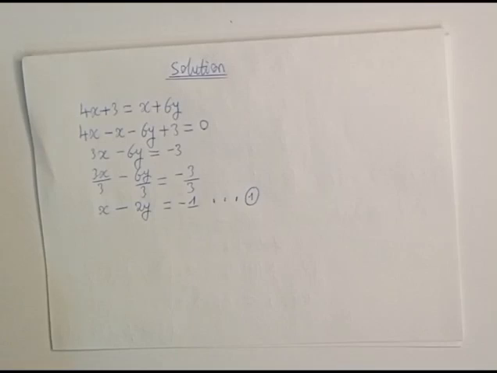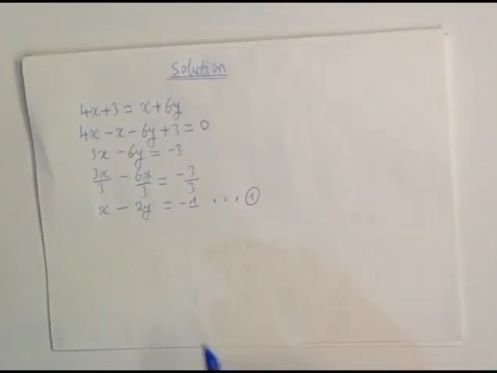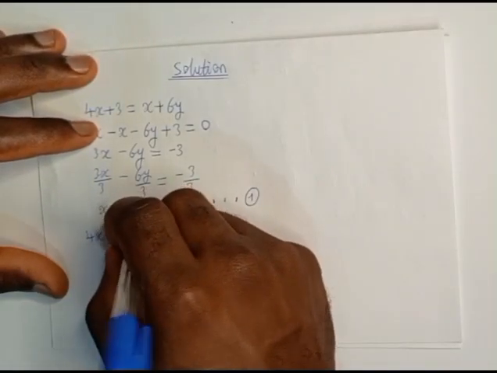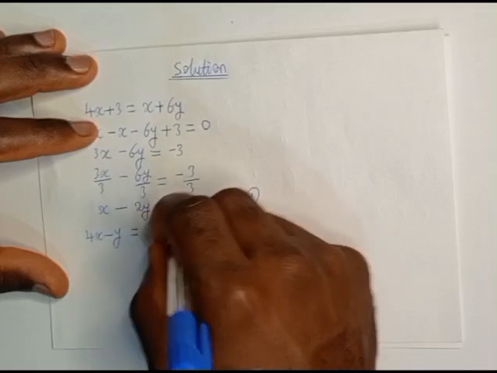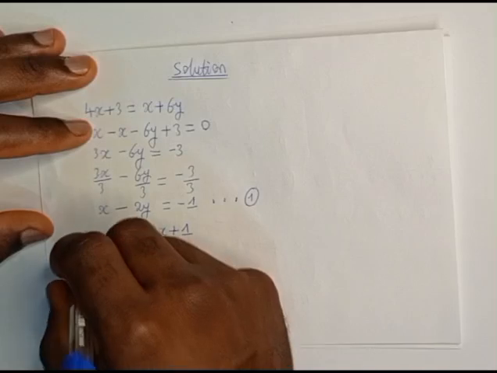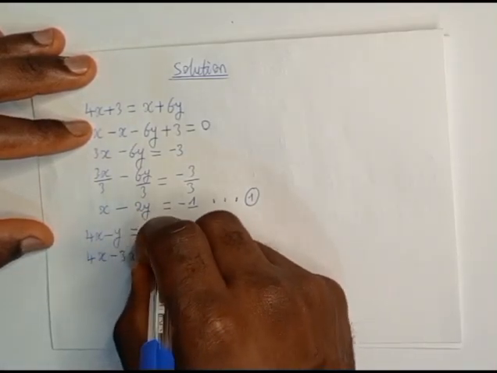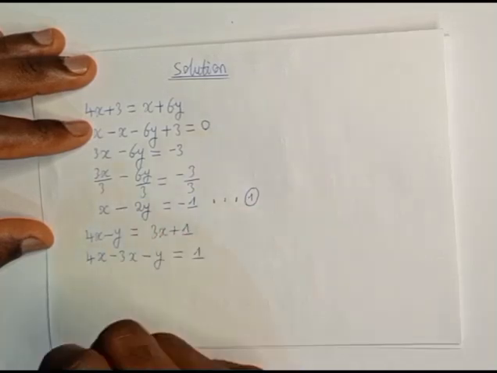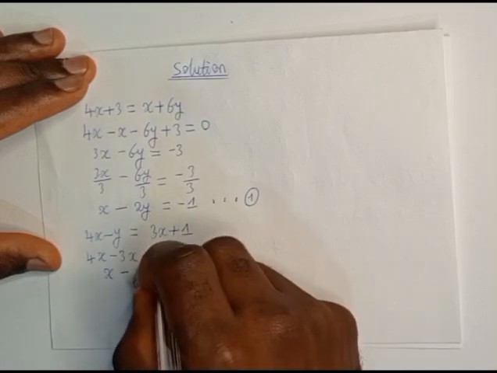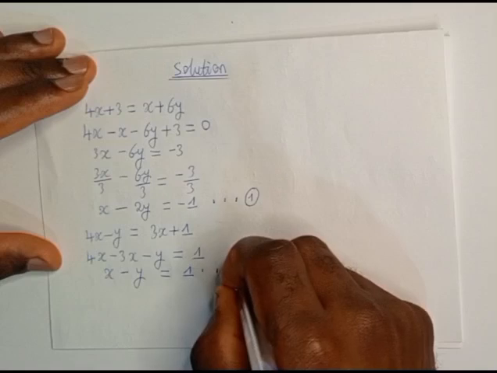Move now to the widths. We are going to equate 4x minus y to 3x plus 1. 4x minus y is equal to 3x plus 1. Next, we are going to transfer 3x to the left hand side. This will give us 4x minus 3x minus y is equal to 1. 4x minus 3x gives us x minus y is equal to 1. We call this one equation 2.